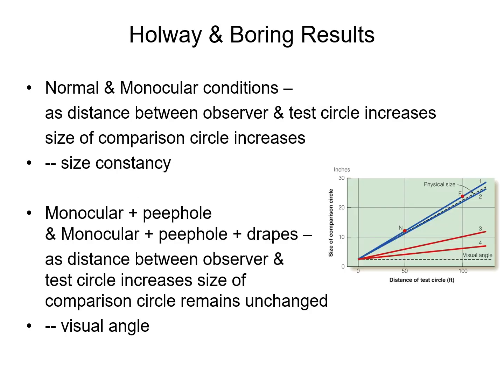So again, what the participants are doing is adjusting the size of the comparison circle to match their perception of the size of the test circle. They're estimating the size of the test circle and trying to get those to match. And as you can see, in the normal and in the monocular conditions, so when I have my binocular cues, and even if I'm just using one eye, if I have motion parallax and shadows and shading, it looks like I'm seeing that test circle appropriately, and that it is getting larger as it's moving away, and I can see the distance. And so we maintain this kind of size constancy and match the test circle relatively well.